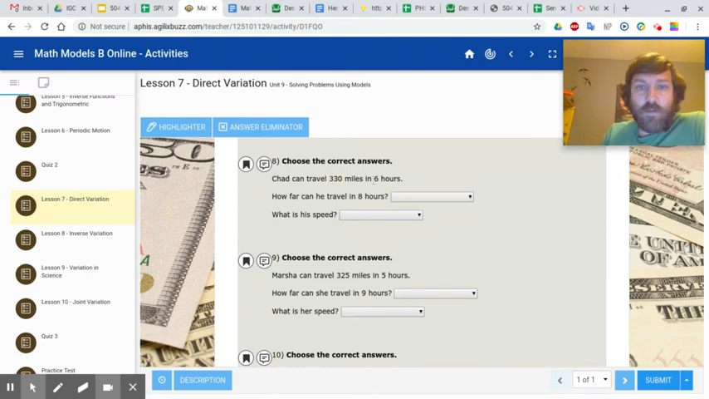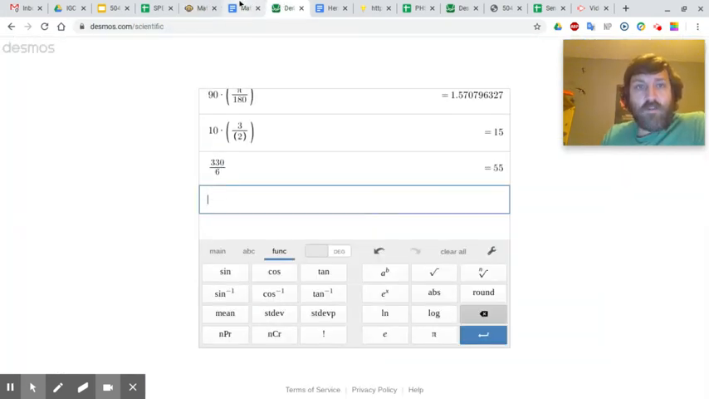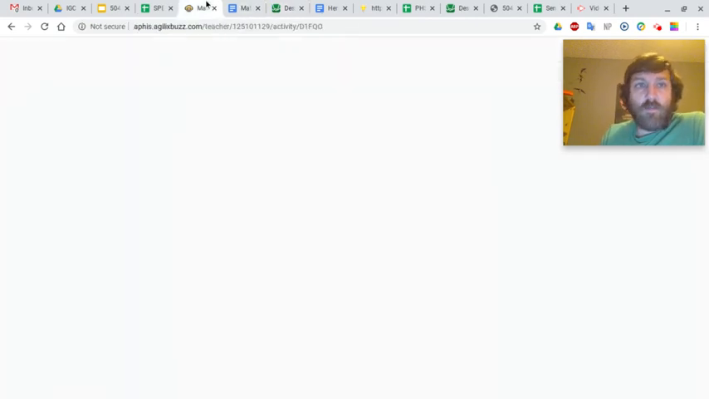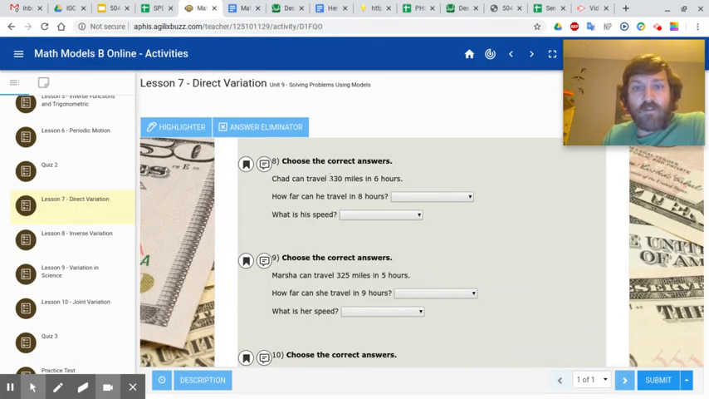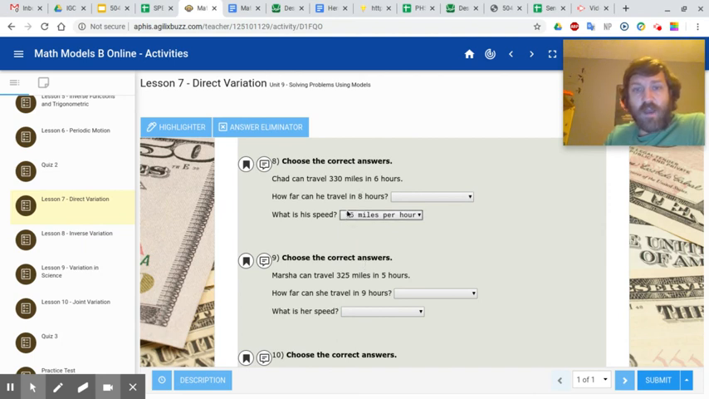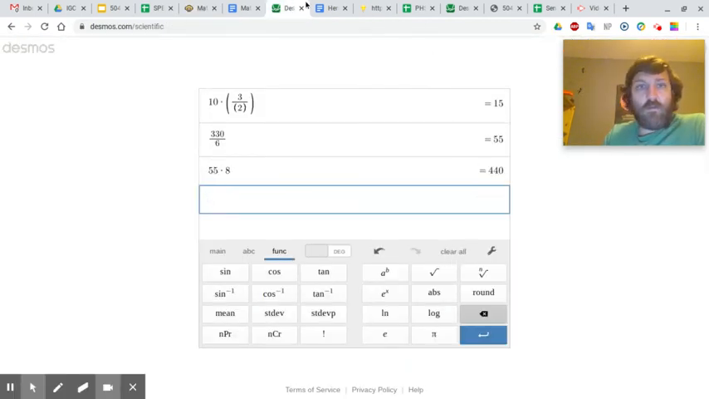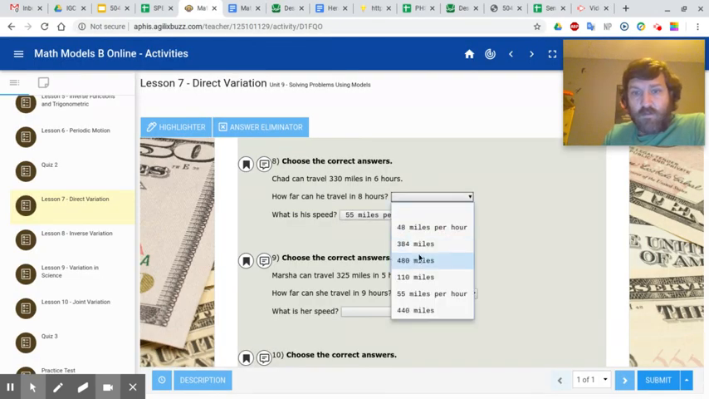Chad can travel 330 miles in 6 hours. How far can he travel in 8 hours? So we'll find the constant of proportionality, and we're going to do that by doing 330 divided by 6. That's y over x. So 55, which actually, it's better if you answer the second problem first, because 6 hours, 330 miles is going to be 55 miles per hour. So there it is. And so 55 miles per hour means that times 8 will be how far he goes in 8 hours. So we do 55 times 8, and it tells me he will travel 440 miles in 8 hours.